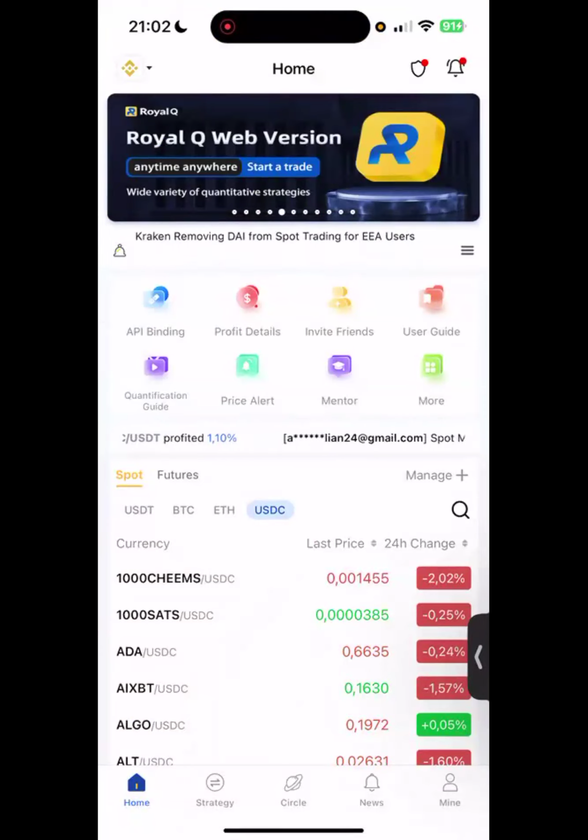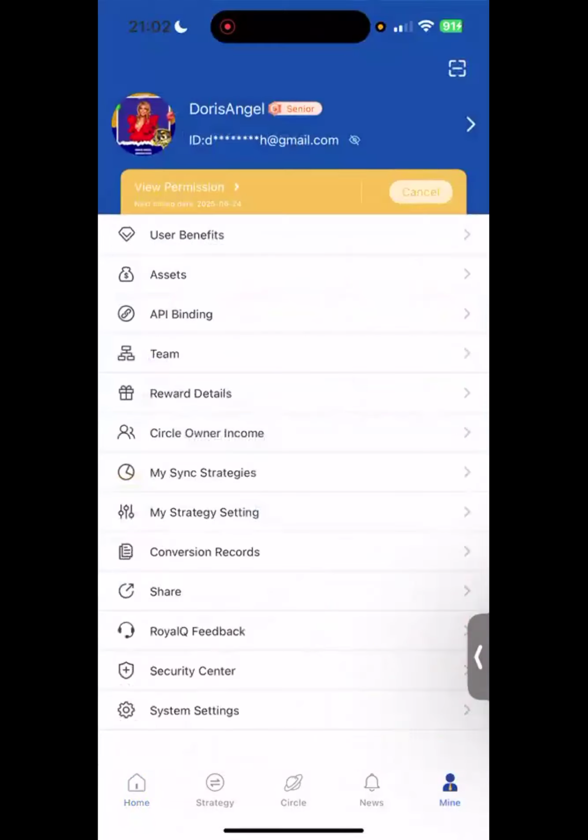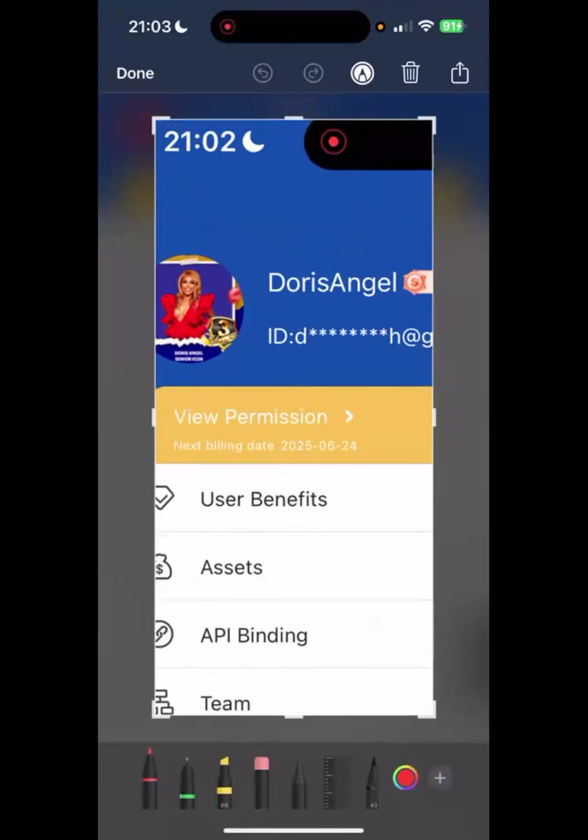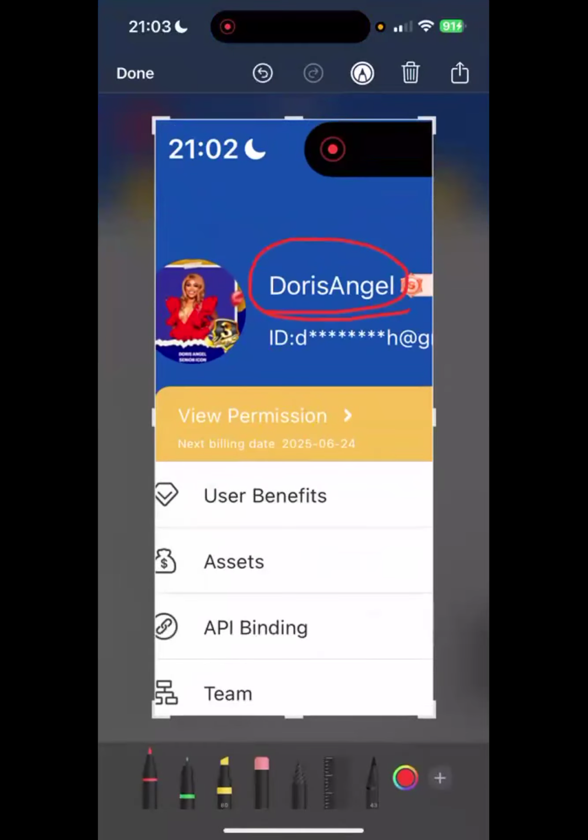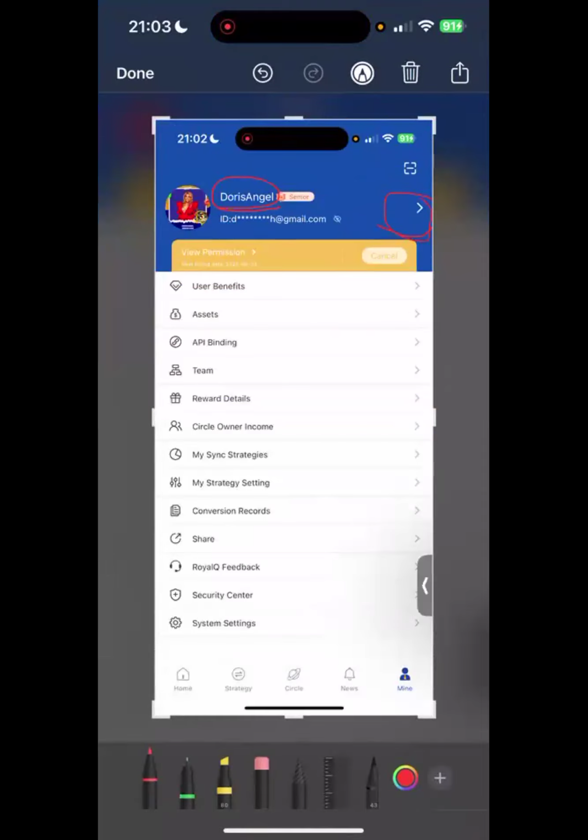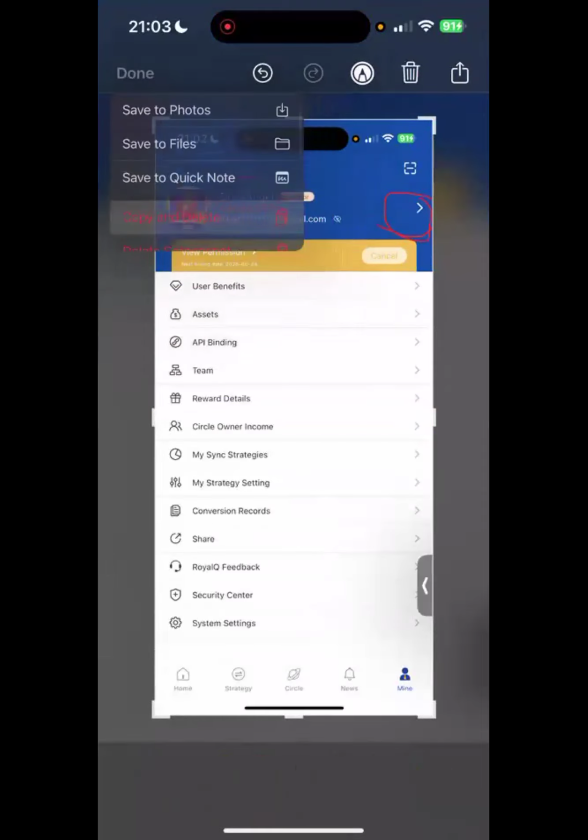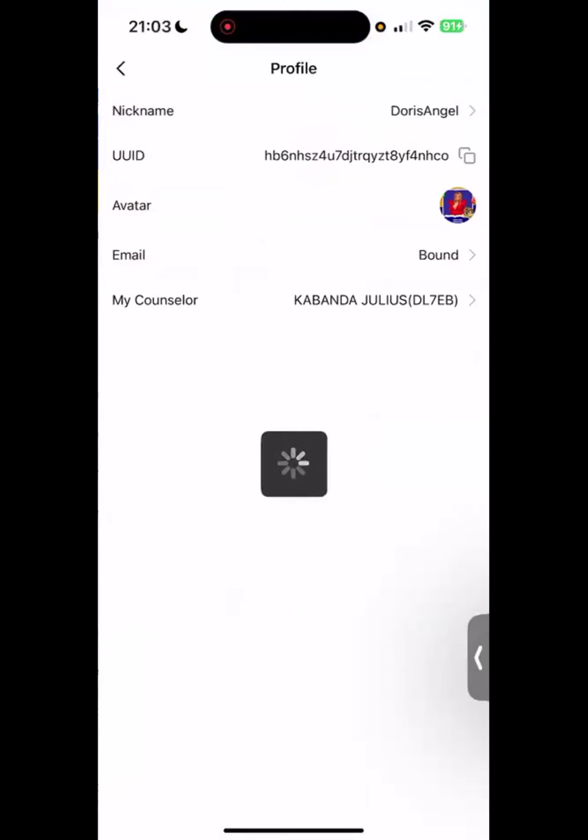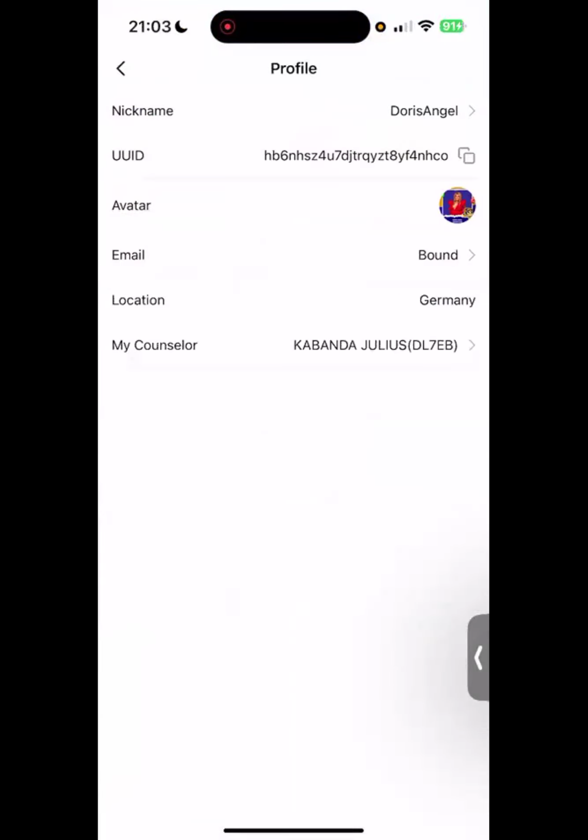So let us go to the mine button. So under there, if you're on this Zoom and you haven't changed your name, please do that now by tapping on the arrow in the corner here, you would see nickname. Then change your name. Because if you're in my team, I'd like to know you, not with some alphanumeric.